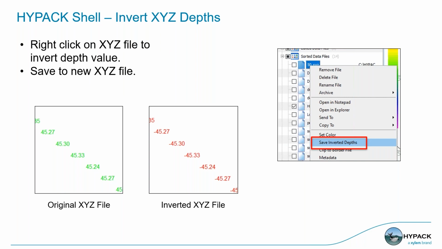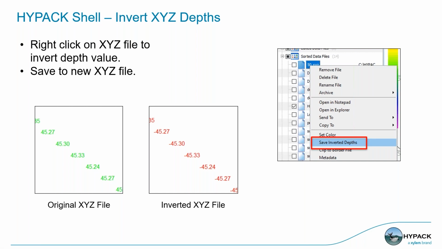This one is a really nice add, saves a lot of time for our users. You can easily invert the XYZ depths from the shell. You right click on the XYZ file from the data files list and then choose Save Inverted Depths. Lots of time saved because you don't have to go to the export utility, choose the file, select the option to invert, and then save. So now, a nice little easy option to invert that file.